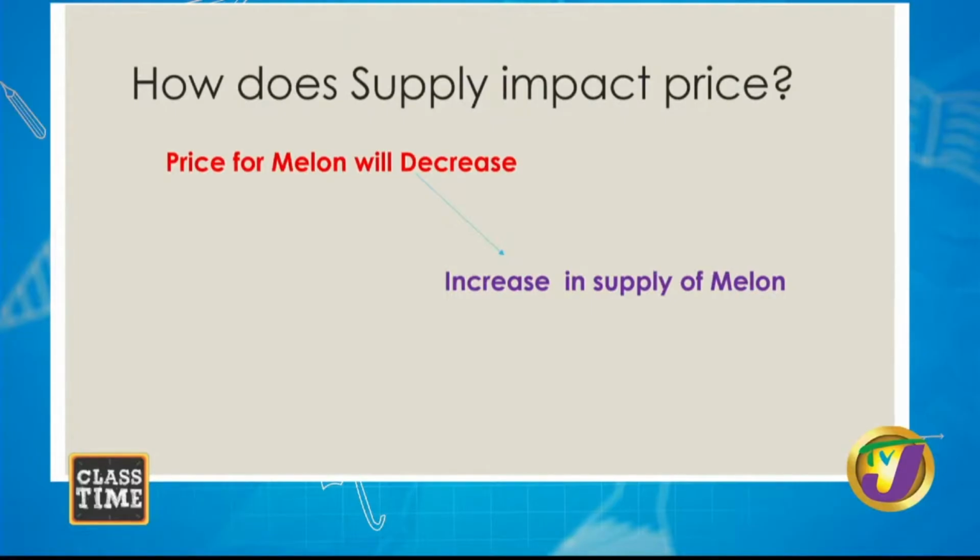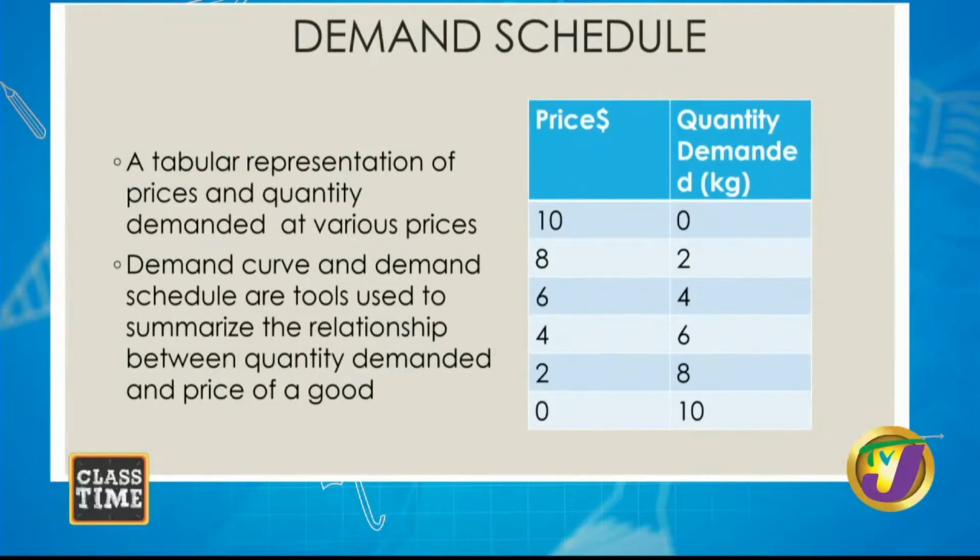These actions are represented on tables. So we now look to what we call the demand schedule. The demand schedule is a table that represents the prices and quantity demanded at various prices. The demand curve and the demand schedule that we're going to look at are actually tools that we use to summarize the relationships between the quantity demanded and the price for a good.